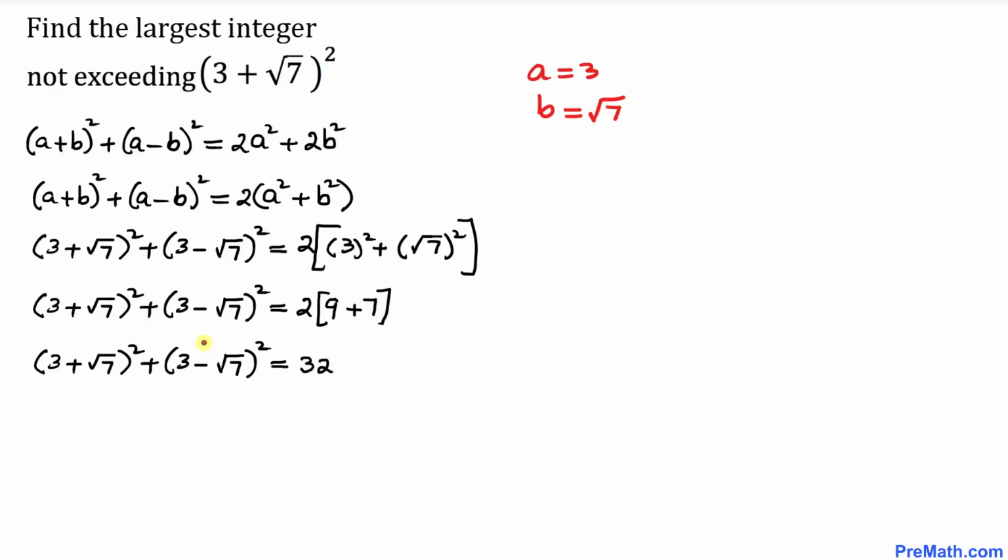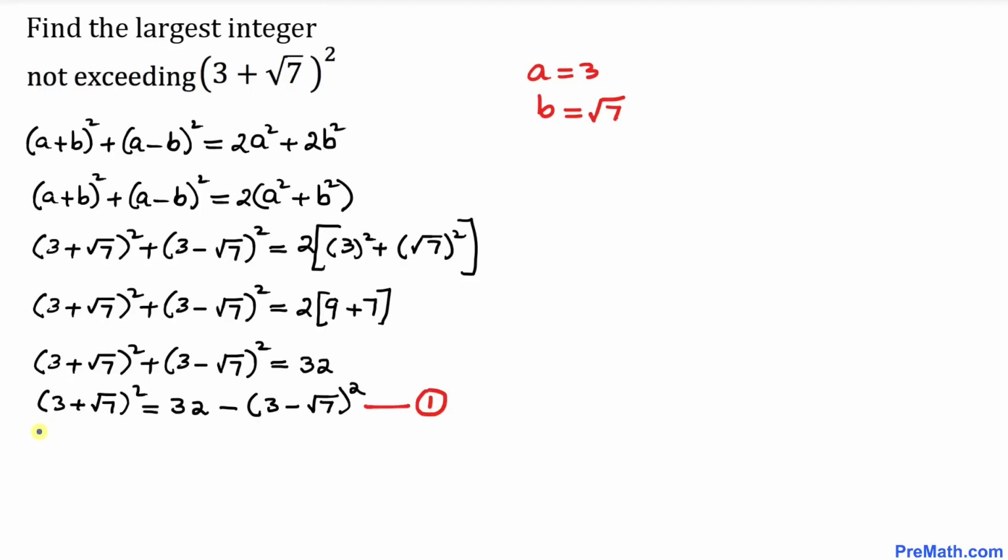And now let's move this (3 minus square root of 7) square to the right hand side. So this could be written as (3 plus square root of 7) whole square equals, on the right hand side, 32 minus (3 minus square root of 7) square. Now let me call this equation number 1.